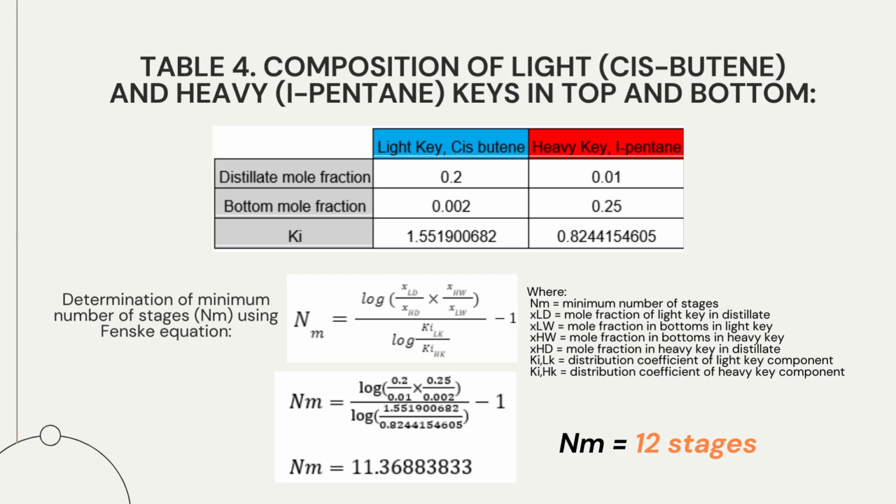Using these values, the minimum number of stages calculated is approximately 11.36883833. Since the number of stages must be a whole number, it is rounded up to 12 stages.